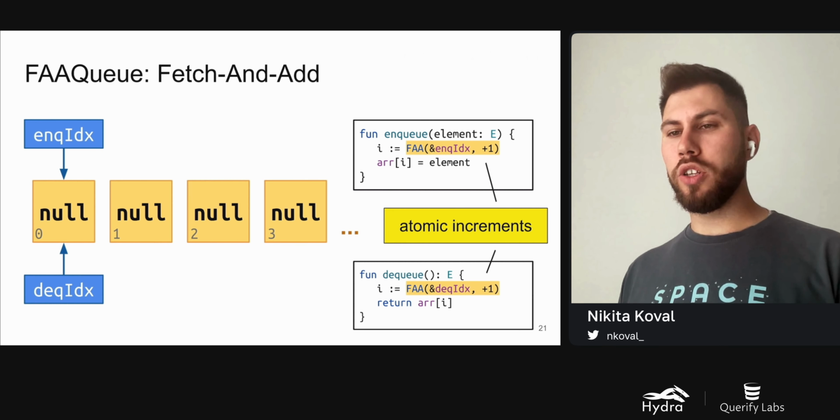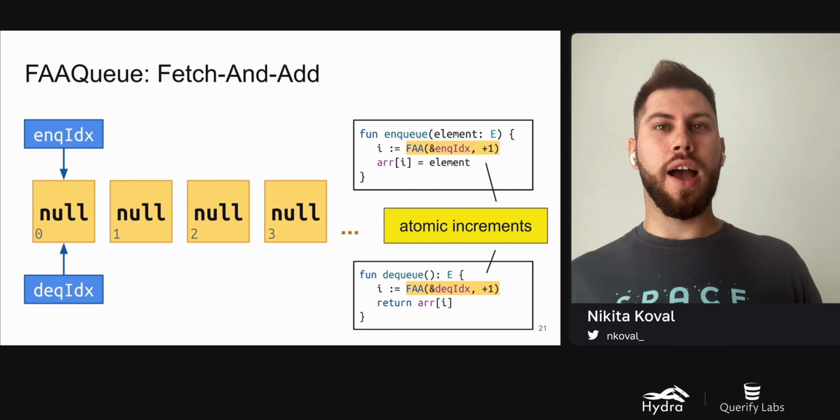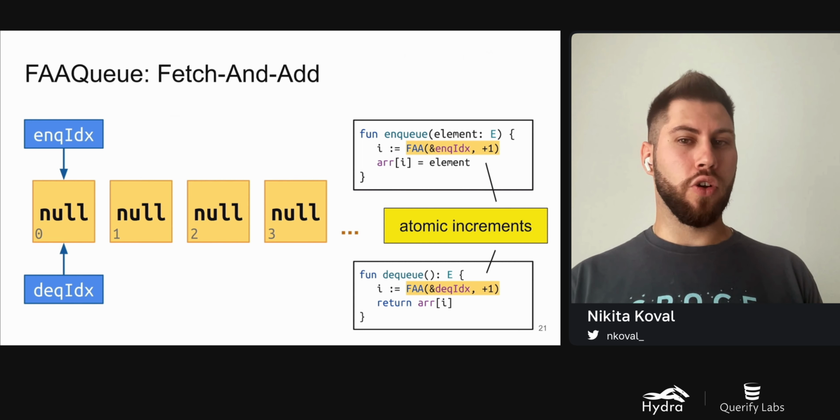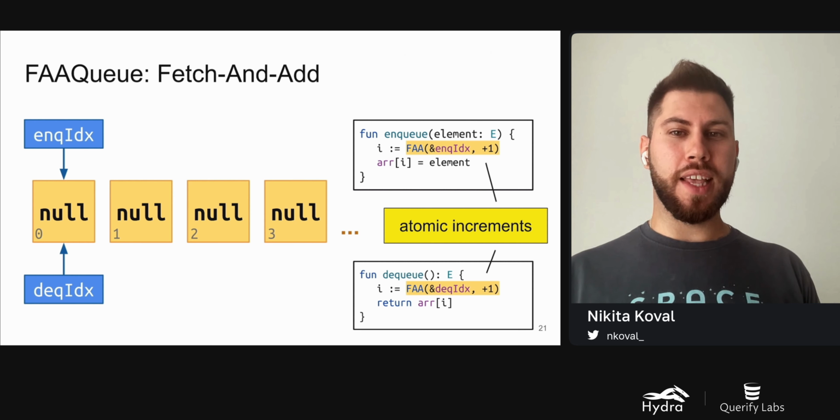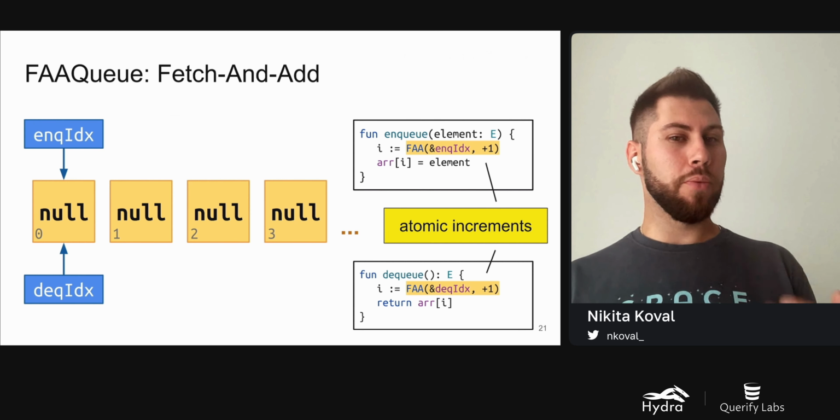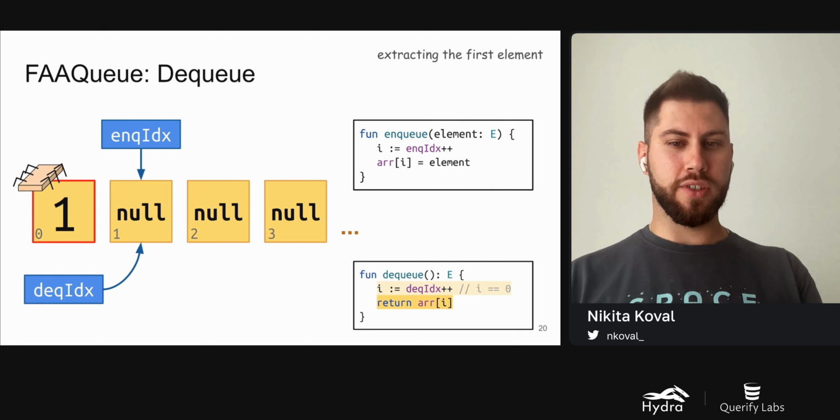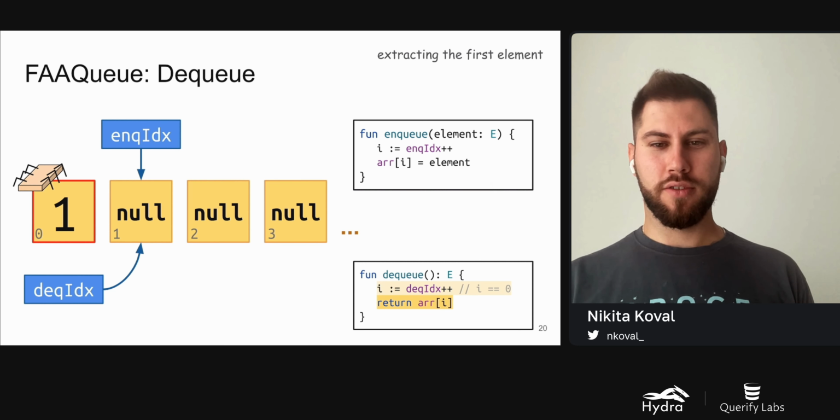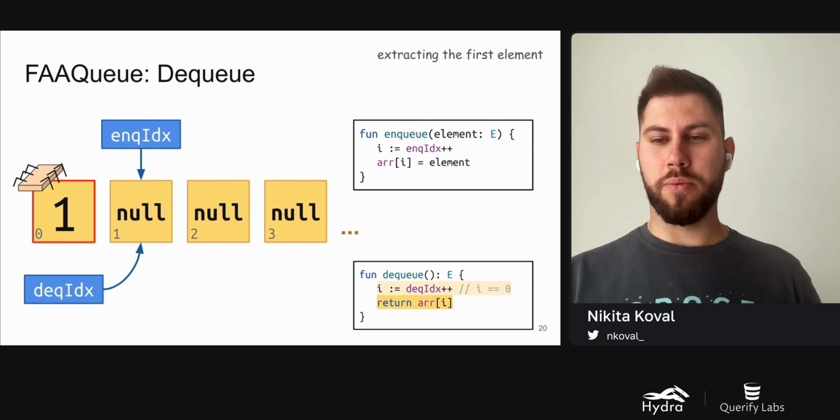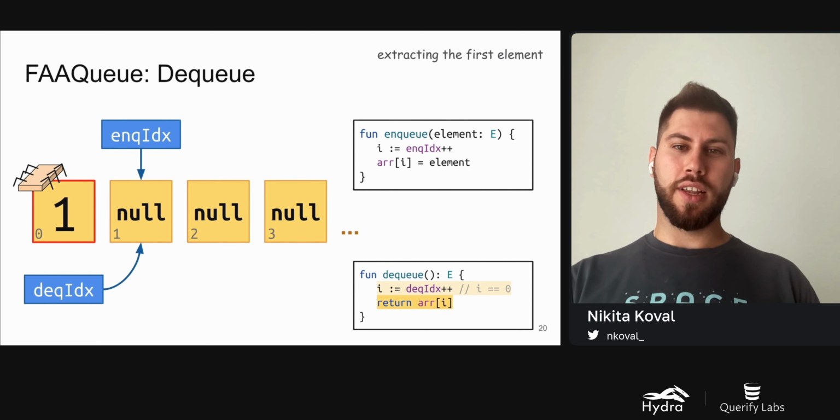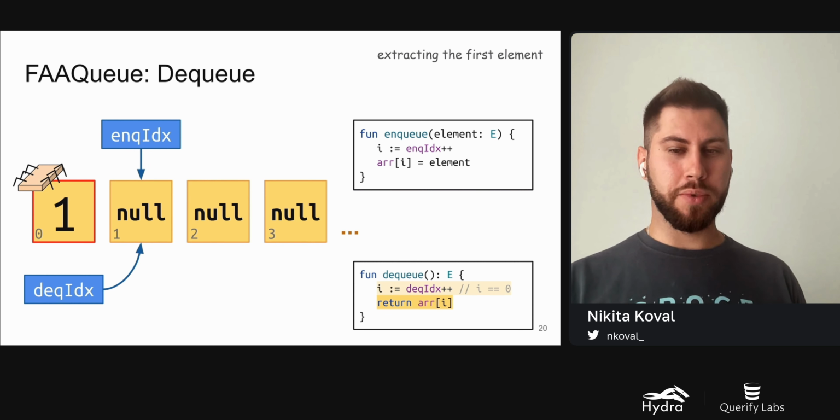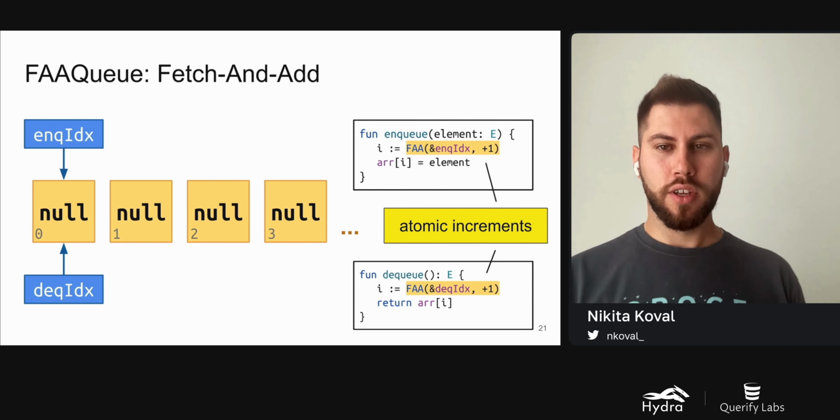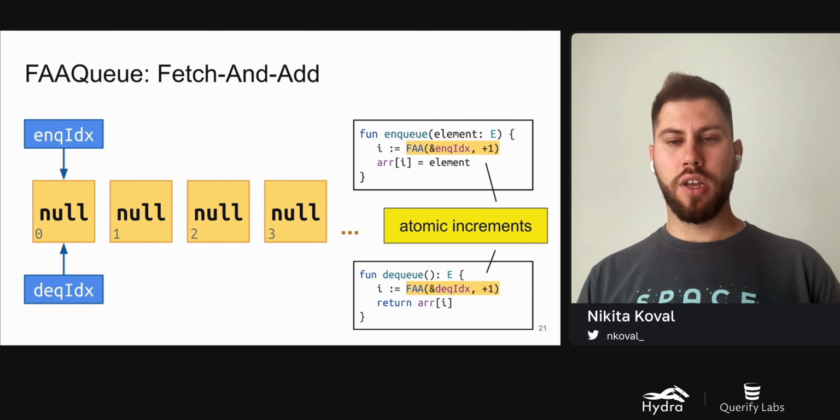Now we want to make this algorithm correct in the concurrent environment. To do so, we simply replace the non-atomic increments. Remember the previous slide. I hope you see the previous slide. These are just enqueue index plus plus and dequeue index plus plus. They are non-atomic. Now when we replace them with fetch-and-adds, these increments are atomic.